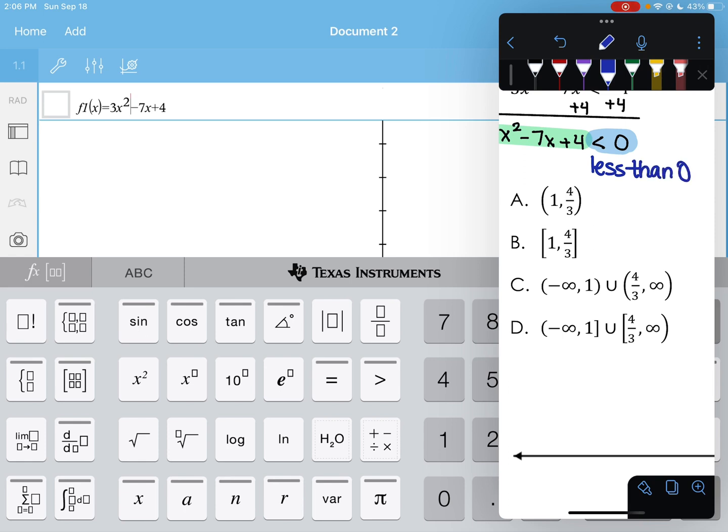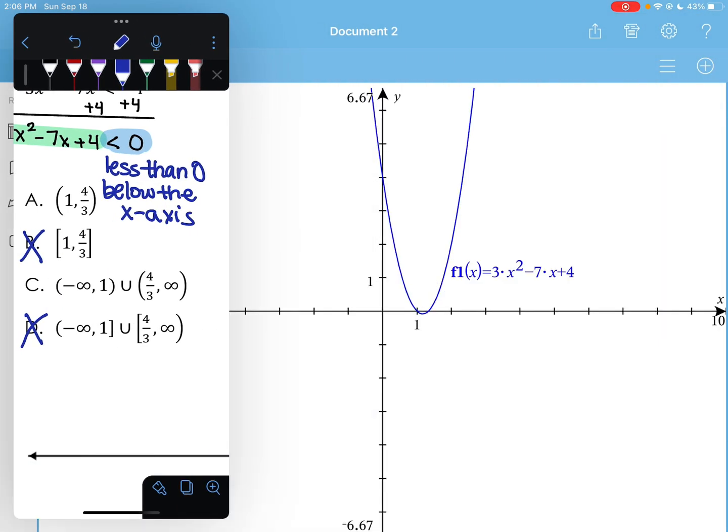Since it's less than 0 and there's no or equal to, we can automatically eliminate anything that has brackets. So now we're down to a 50-50 chance. When it's less than 0, that means it's going to be below the x-axis. So I'm going to go ahead and graph it. I get something that looks like this.